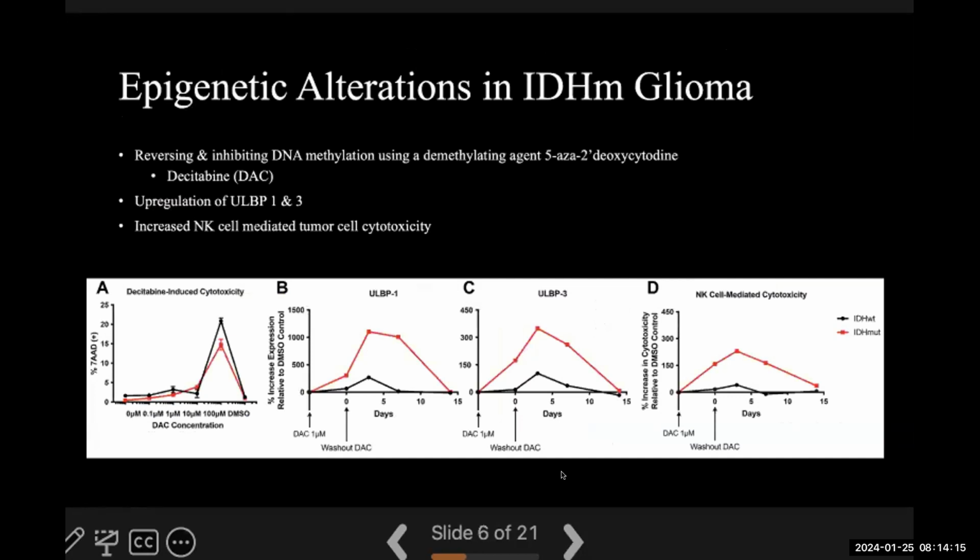used a demethylating agent, which was decitabine. And once we treat our stem cell lines with decitabine, you actually see upregulation in some of those same proteins that were previously downregulated in IDH mutant gliomas. More specifically, you see upregulation in ULBP1 and 3, again, which are NKG2D ligands that are responsible for NK cell-mediated tumor cellular cytotoxicity. So treatment with decitabine seems to at least improve the expression of ULBP ligands and increase NK cell-mediated cytotoxicity in our stem cell lines.